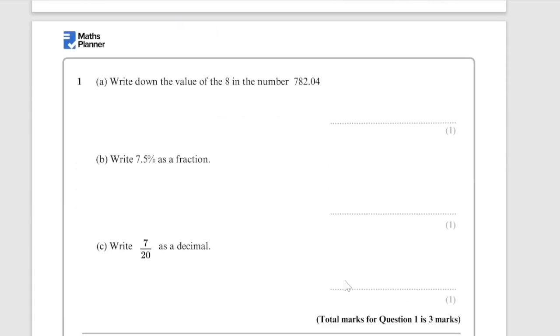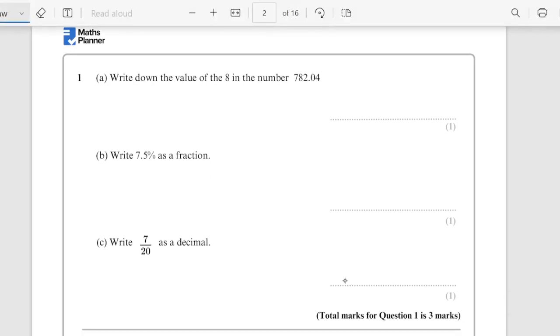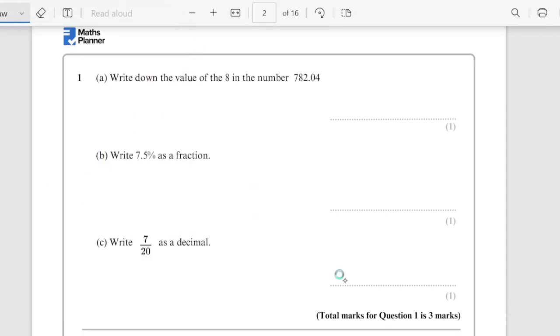Question 1: write down the value of 8 in the number 782.054. Let me get my pen on. We'll start this paper in blue; I'll probably switch to red at some point. The value of the 8 in this number is 80. You could argue that you could write it in words, but I always tend to write them in numbers.